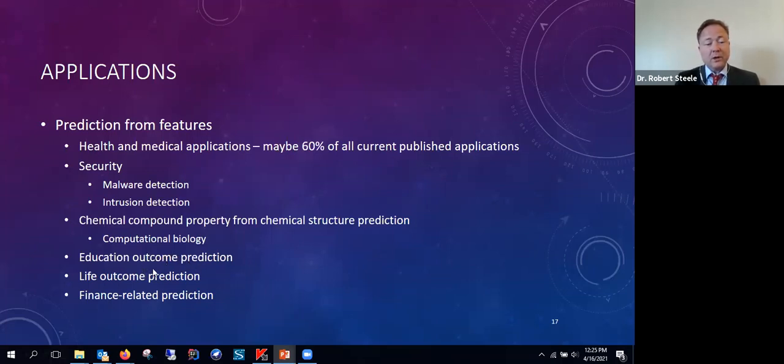Education outcome prediction. What that means is predicting what will happen to a given student in the course of their studies or post their studies. So why is that a good problem for artificial intelligence? It meets this criteria that I mentioned before. You have data on a specific instance or example. Here the example or instance is, for example, a student.